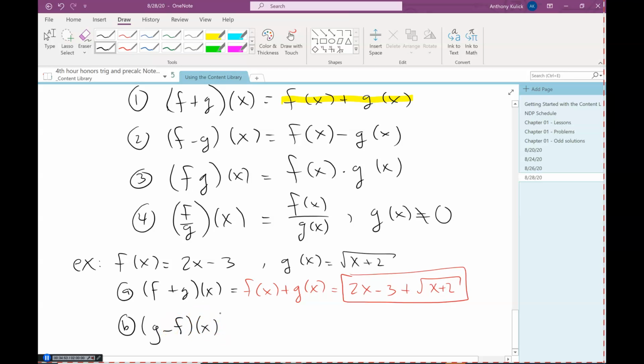What if we wanted to do g minus f of x? Well, I know that g minus f of x is just going to be g of x minus f of x. And I know g of x is the square root of x plus 2, and f of x is 2x minus 3. But this is not right, what I've written down. What's wrong with this?